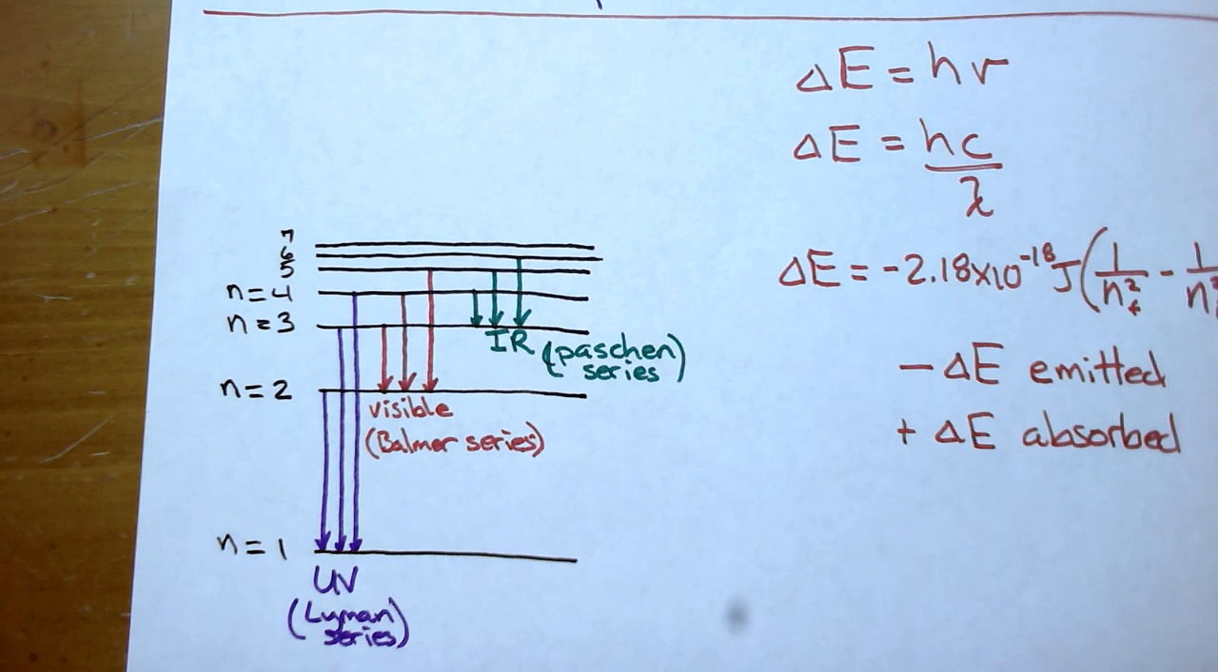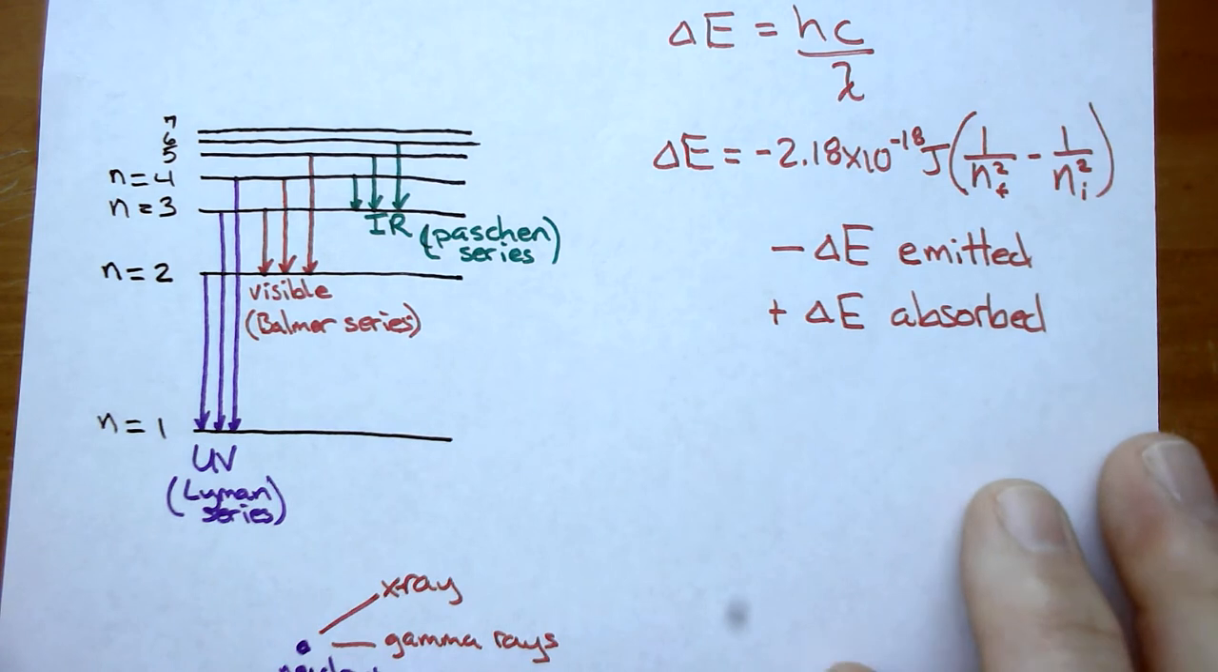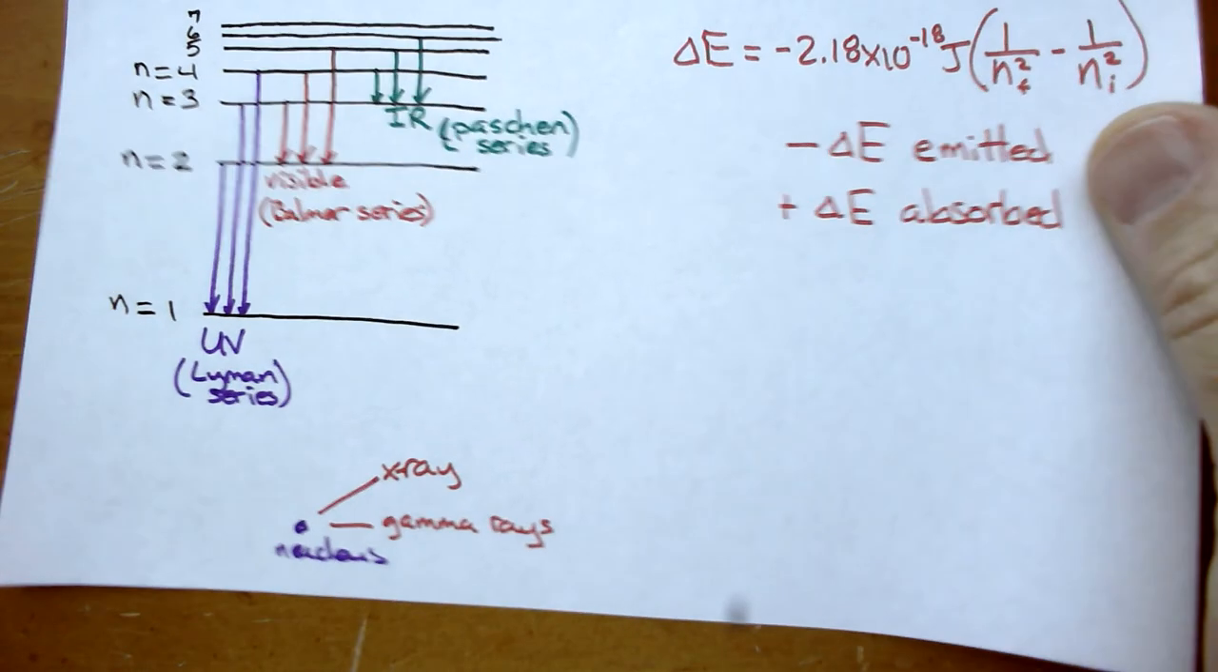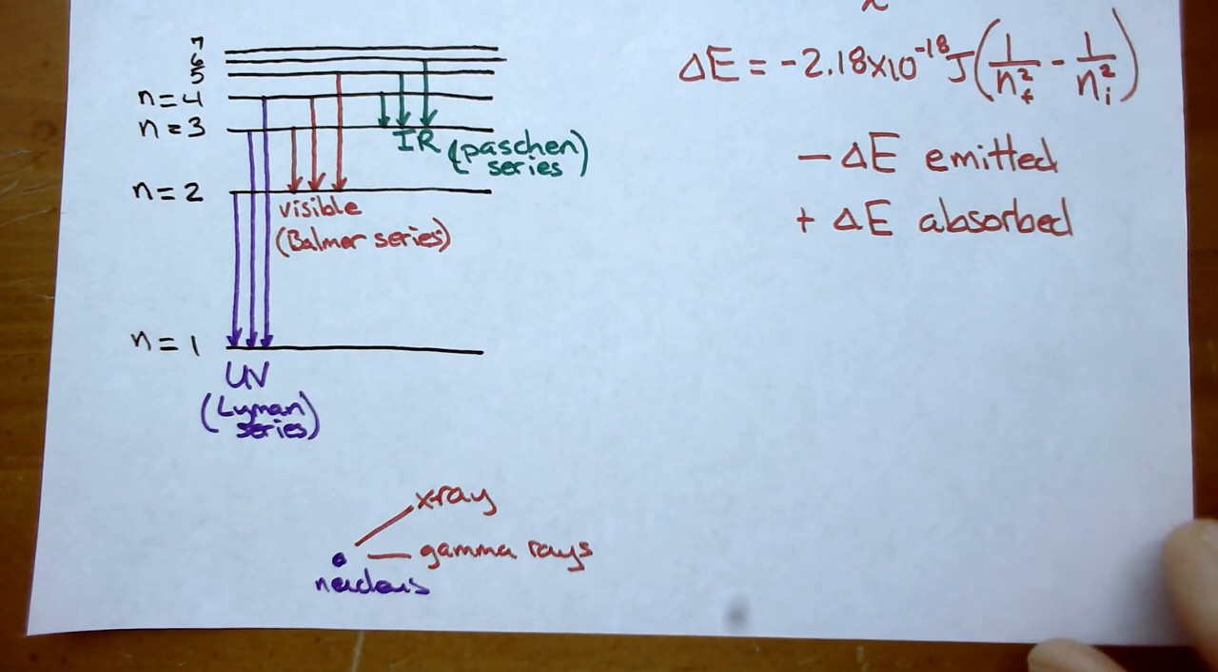And that is the Bohr model, and how we came up with the Bohr model in a nutshell. And I hope this is helpful for you in understanding the hydrogen emission spectra. Thank you very much.